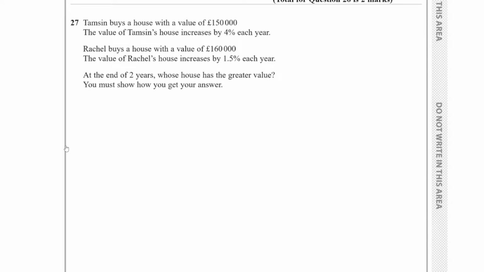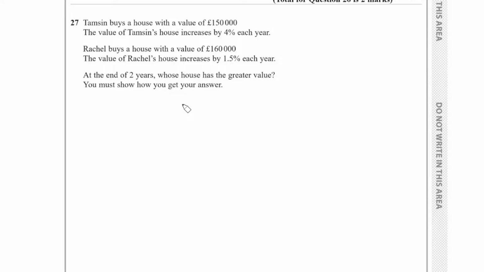Now, question 27. Tamsin buys a house with a value of £150,000. The value of Tamsin's house increases by 4% each year. Rachel buys a house with a value of £160,000. The value of Rachel's house increases by 1.5% each year. At the end of 2 years, whose house has the greater value?